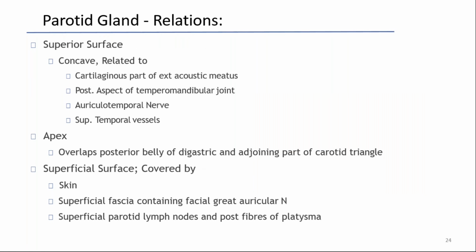Coming to relations, the superior surface is related to the external acoustic meatus, the posterior aspect of the temporomandibular joint, and the superficial temporal vessels. This is the superior surface of the parotid gland, whereas the apex always overlaps the posterior belly of digastric.